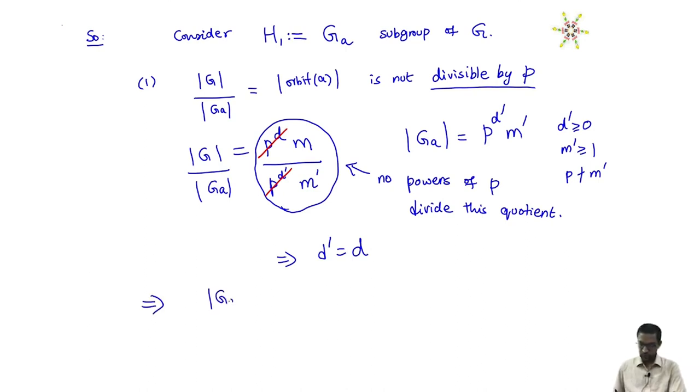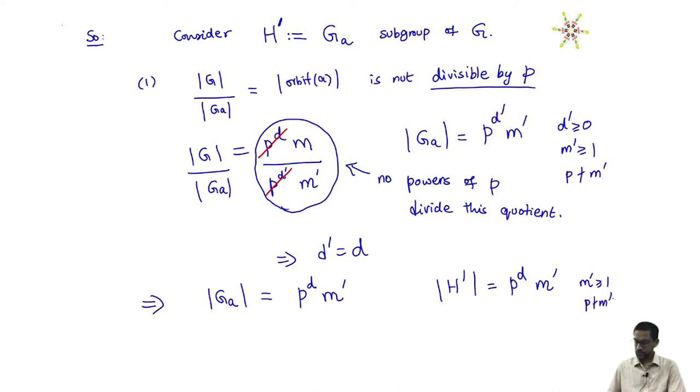In other words, what have we done? We have constructed a subgroup GA which has the following property, that its cardinality is P to the D times M dash, the D being the same D as for the original group. Let me call this subgroup not H1, but H dash. So H dash is just another name for GA, and it has cardinality P to the D times M dash, where P doesn't divide M dash. Now, we're almost there. In other words, H dash is almost the subgroup we are looking for. What is it that the Sylow theorem says?